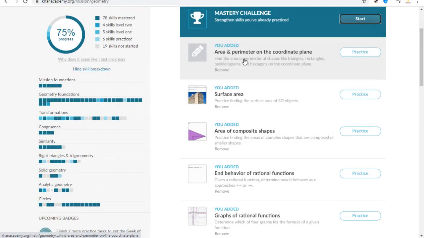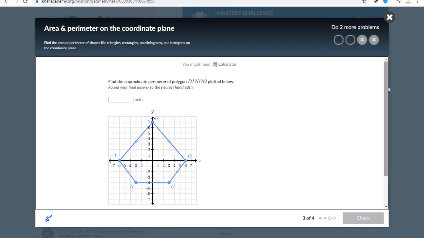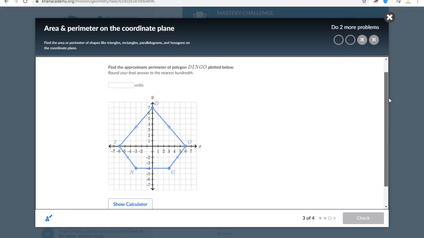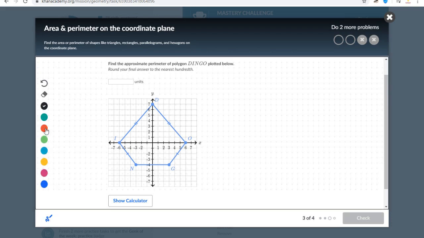Next one is area and perimeter on the coordinate plane. It's going to be under analytic geometry here. Find the approximate perimeter of Polygon Dingo below. One thing right off the bat that we can get out the way is we can count this. Since it's a completely straight line and not diagonal like these, we can count how many this is. So 1, 2, 3, 4, 5, 6 across. So there's one of our measurements out the way.